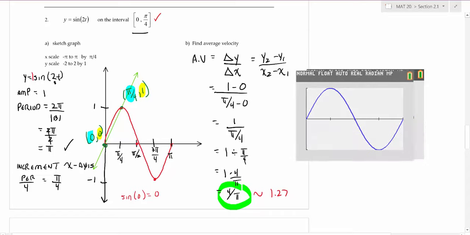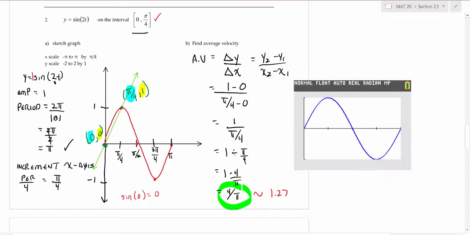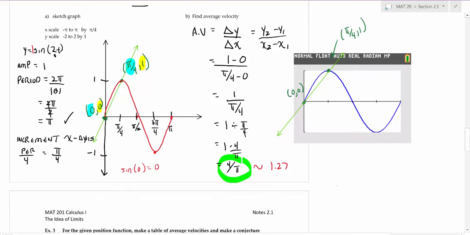But we're still doing the same thing on this problem. What we were doing was looking at the point (pi over 4, 1) and the point (0, 0), and finding the slope of the secant line that goes through those 2 points, like that. So that's a technological approach to getting that graph down. Again, you want to be able to do that both ways.